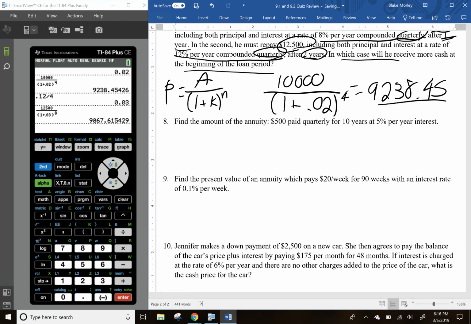All right, number 8. Find the amount of an annuity: $500 paid quarterly for 10 years at 5% per year interest. So our annuity formula is S equals Y over K, times 1 plus K to the N power minus 1. We're just going to plug all those values into that formula.